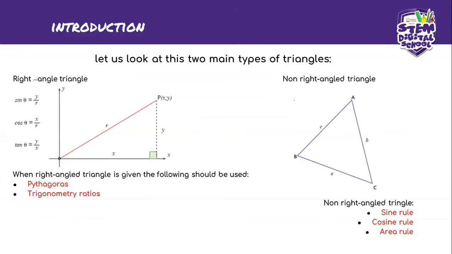If the triangle is given, and this triangle is not a right-angled triangle, and we have to calculate, for instance, a side, you are going to use either the sine rule or the cosine rule to calculate that side. Or if you don't have an angle and you are asked to calculate that particular angle, then we're going to use the sine rule or the cosine rule. And the last one, you have to calculate the area of that particular triangle.